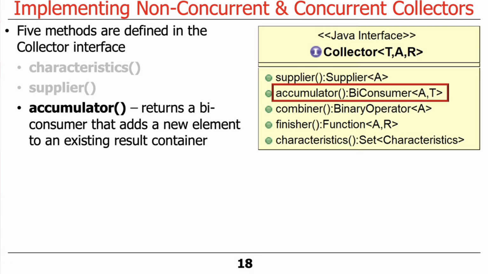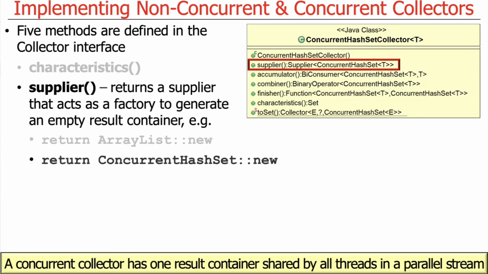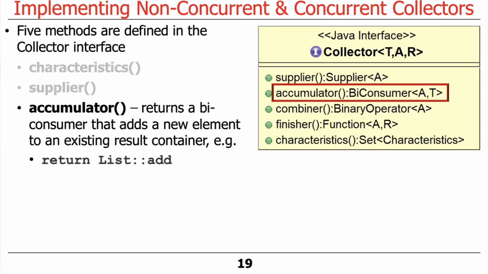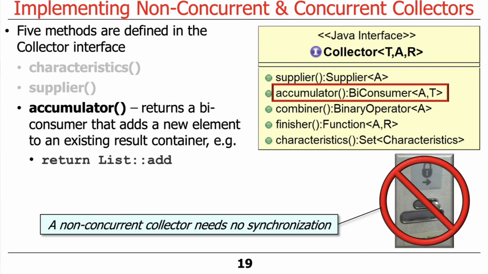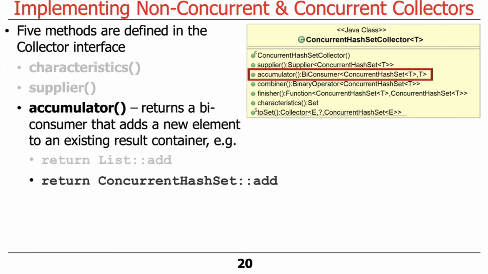The next factory method is called accumulator. It returns a BiConsumer that adds a new element to an existing result container. And of course, that result container is the one that was returned from supplier. A very common thing to return, if you've used ArrayList and the ArrayList constructor to make the supplier, is the List::add method. And a non-concurrent collector needs no synchronization. So just keep that in mind, because it's never called in multiple threads.